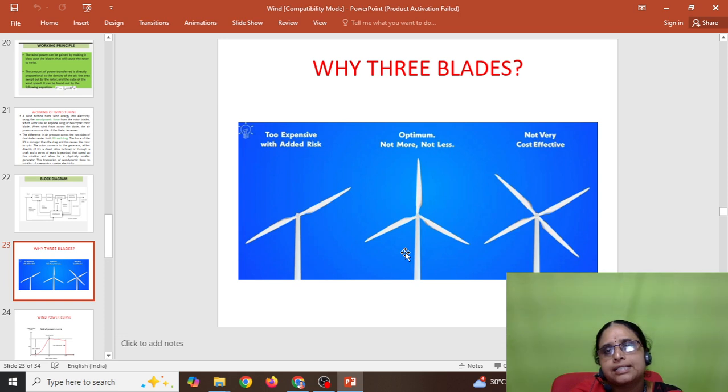If you see this diagram, mostly we use 3 blades in the wind turbine. Why? If we use 2 blades, it is too expensive with added risk. 3 blades is optimum, and if you use 4 blades, it is not cost effective.